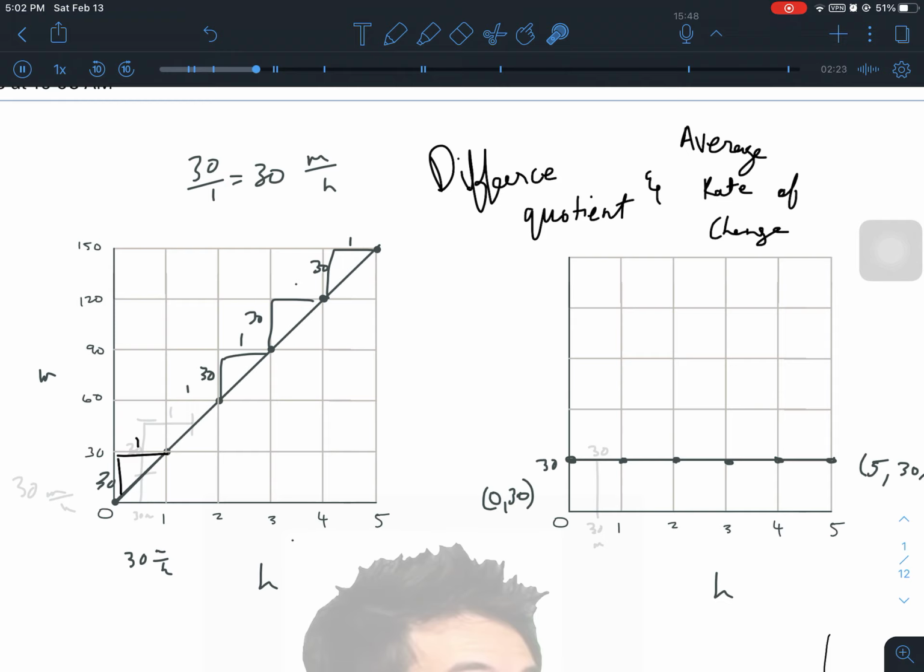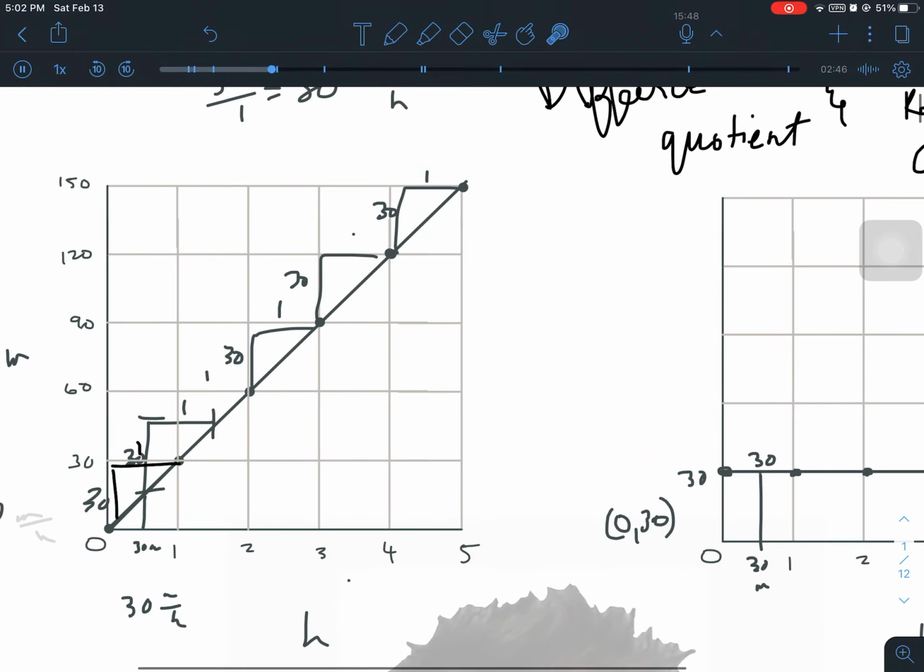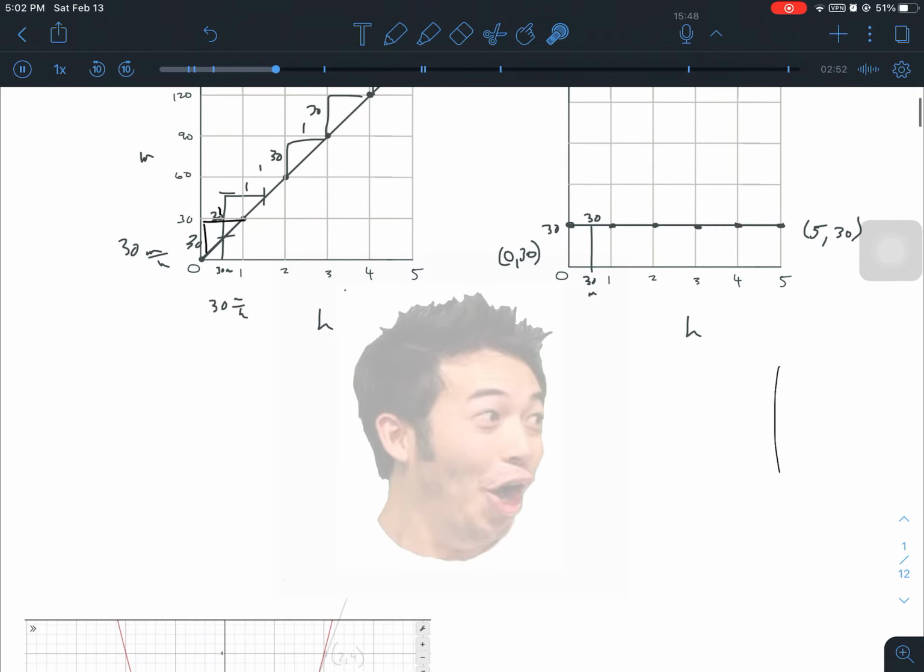If we looked at 30 minutes right here, the slope is 30. Here, this is 30 minutes, right? What is from here to here? This is 30 and this is 1. That's 30 miles per hour, right? You just did your first derivative. Poggers.